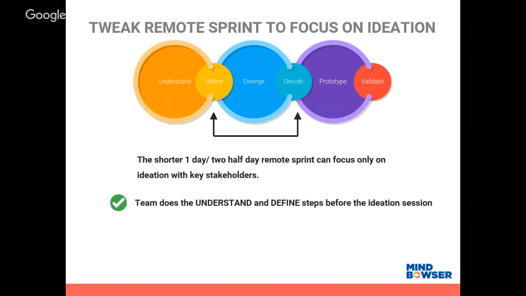The team does the understand and define steps on their own. I mean, they work as a team, but not in a single online session synchronously. Everybody works on understand and define before the sprint, and then the team also does the prototyping and validating steps after the ideation session. So the actual time when everybody needs to be together at the same time gets reduced, and we can get most benefits out of the sprint. So the first and foremost suggestion would be to tweak the sprint and just focus on ideation when people will meet together.